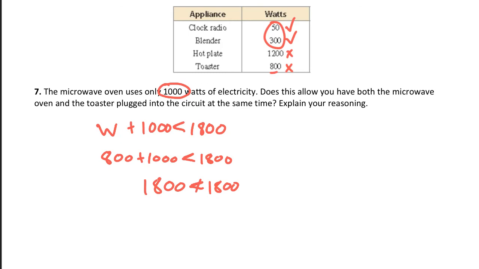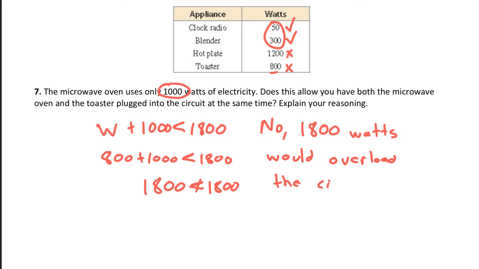That's not true. So we would say, no, 1800 watts would, we said before, overload the circuit. And the main reason why is we said it had to be less than. If this were less than or equal to, we'd be okay. But since it's less than, 1800 is not part of that solution. So I'm just adding together the 1000 watts plus the 800 watts. That would overload the circuit because it hits 1800 watts.